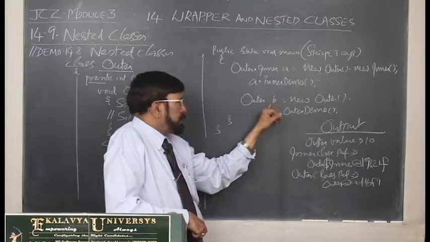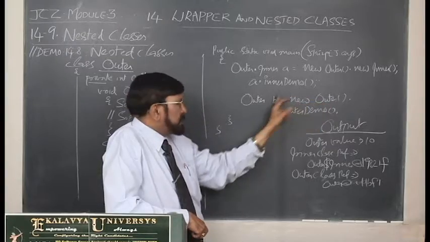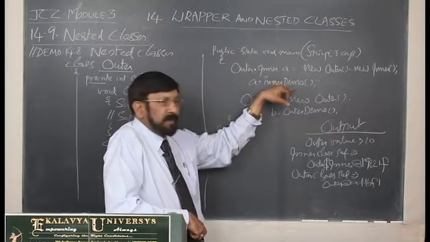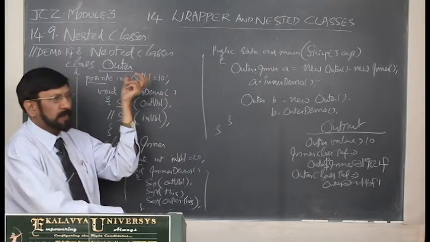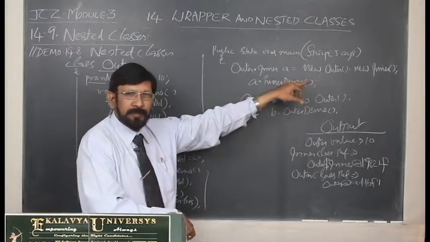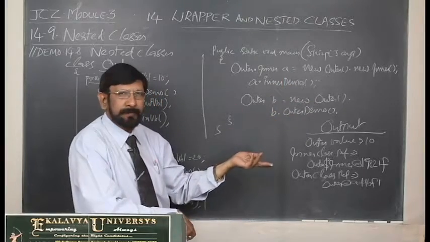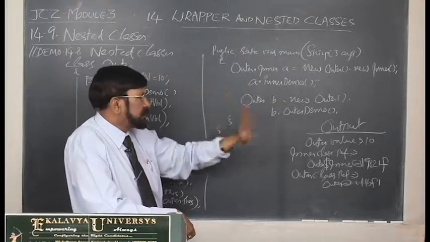Thereafter, Outer b = new Outer(). For this, no special syntax. Inner must have the identity of outer, that's why you link it up with outer. But outer is independent. For that, you need not write this type of code.